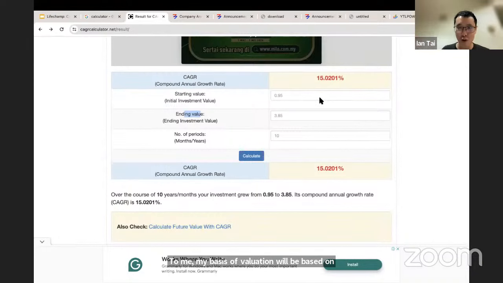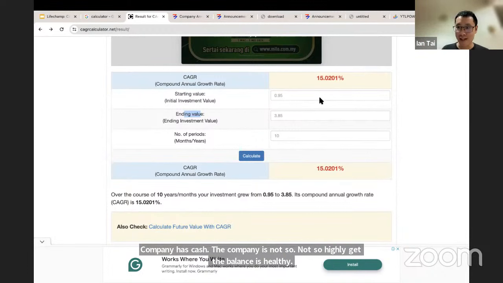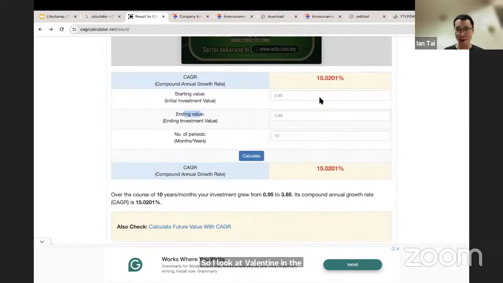Balance sheet to me is just to make sure that the company has cash, that it is not so highly geared, and that the balance sheet is healthy. So I look at the balance sheet in the light of sustainability, not valuation.